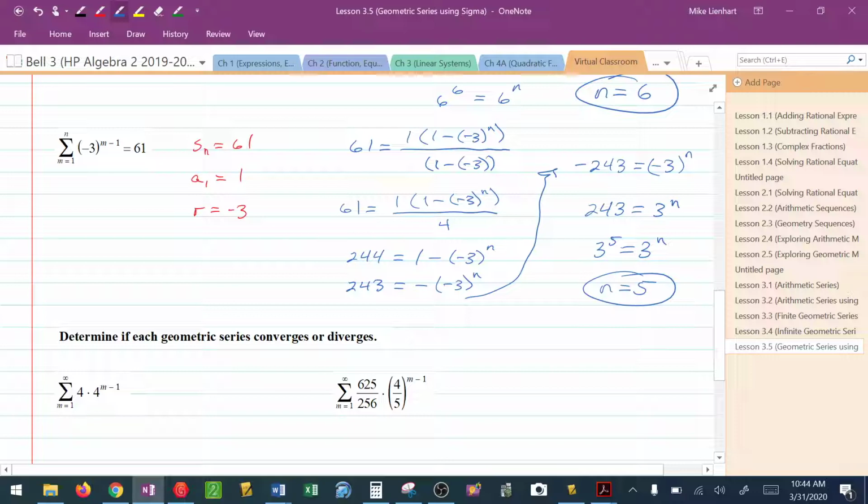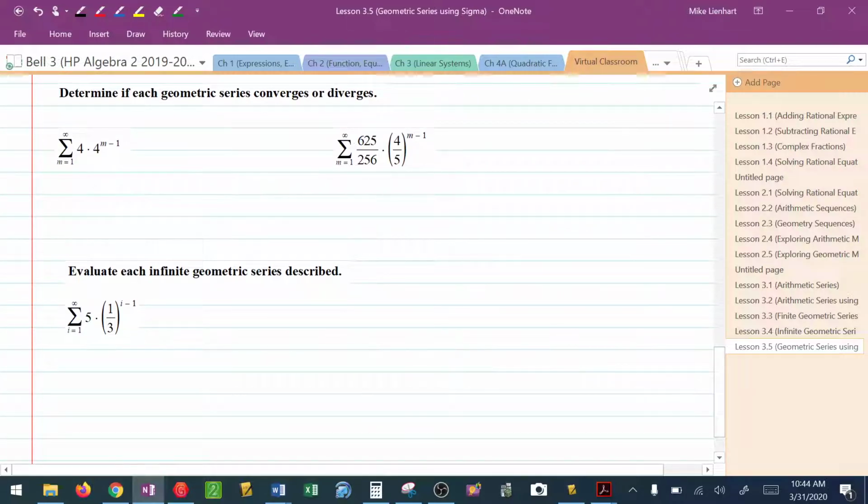Okay? We can also do convergence and divergence. Now, convergence and divergence is pretty simple as long as you're able to identify R. In this case, I know that R is 4. The absolute value of 4 is greater than or equal to 1. So that tells me this diverges. And when it diverges, I can't find the sum.